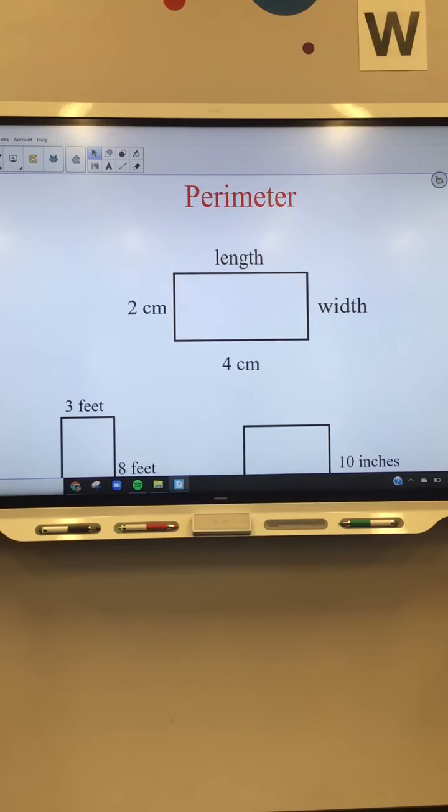Anyway, today we're talking about perimeter. You guys are at least somewhat familiar with perimeter because I know we've talked about it before. Perimeter, how would you define perimeter? What is it? If I said, what's the perimeter of that rectangle, what are we talking about here?